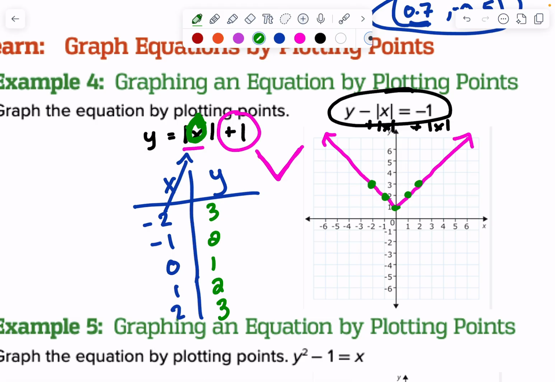I usually do -2 to 2. If you want to go a little bit further, you could go -3 to 3, whatever. I usually try to do some positives and some negative values, just to see how that works, okay?